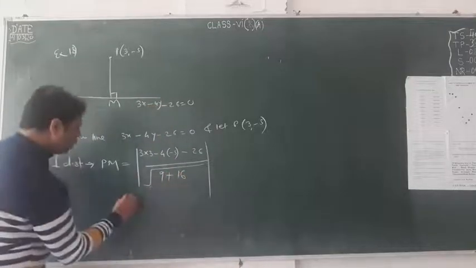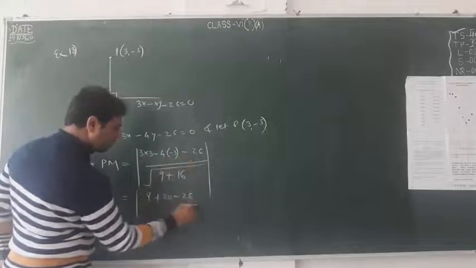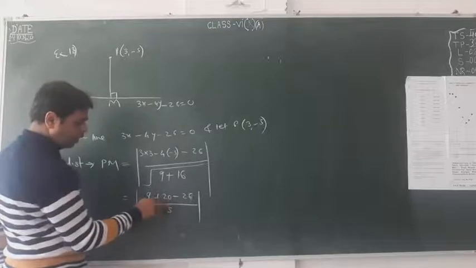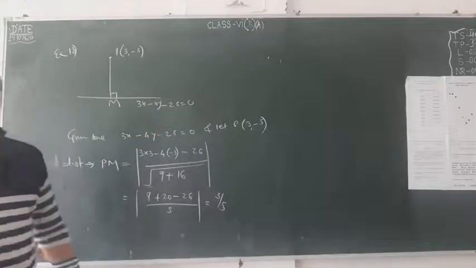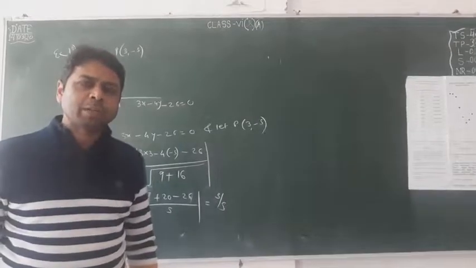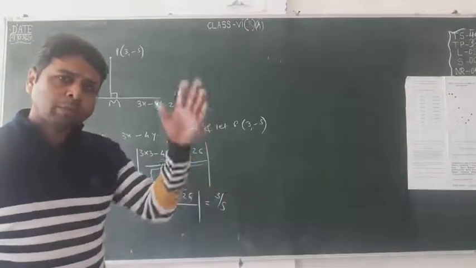So the answer is gonna be easy. This is 9, 20 minus 26 upon 5. You know 25 and 5. And this is gonna be 20 and 29 and 3. Meaning answer is 3 by 5. That's so easy it was. Just remember the simple concept how we can find the distance of the point from the line or to the line from the point.